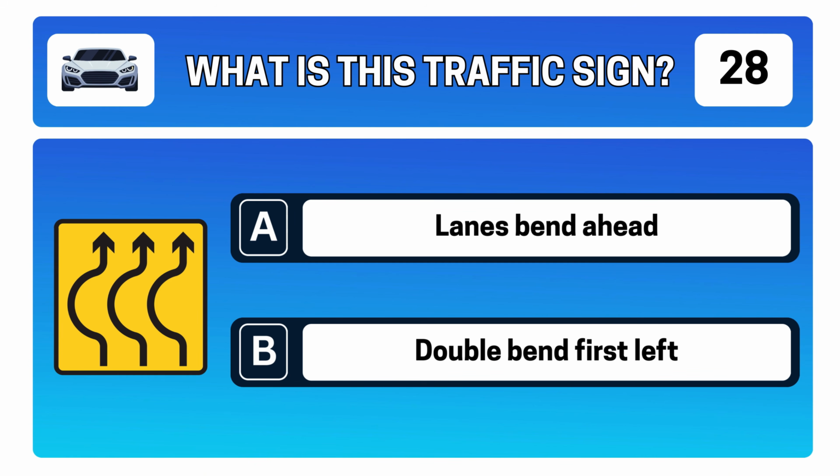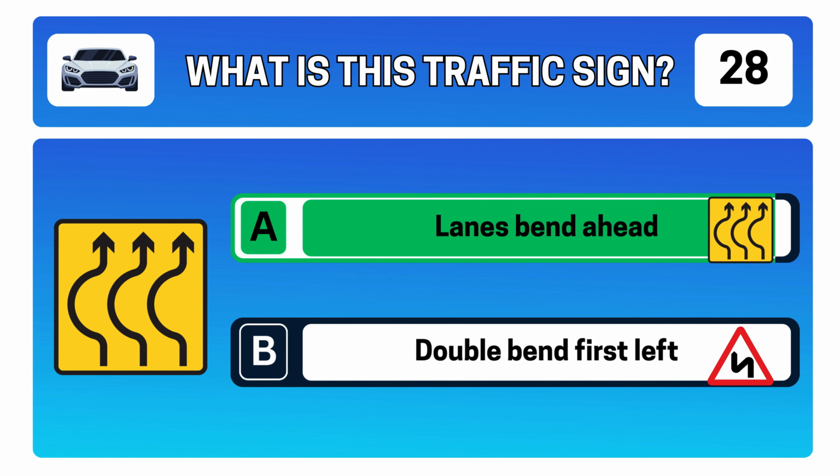What is this traffic sign? A. Lanes bend ahead. B. Double bend first left. Excellent. This sign warns of lanes bend ahead.